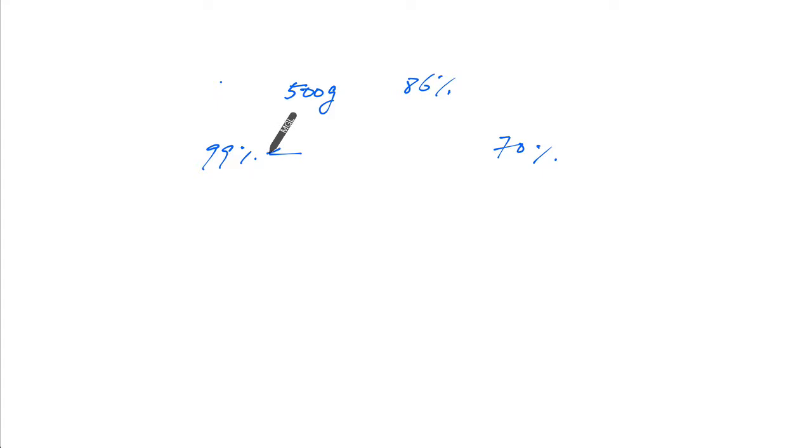So we don't know. Let's let the amount in grams we take from the 99% chocolate be X, and let the amount in grams we take from the 70% chocolate be Y. Okay, first condition: we know that the sum of X plus Y must be 500.